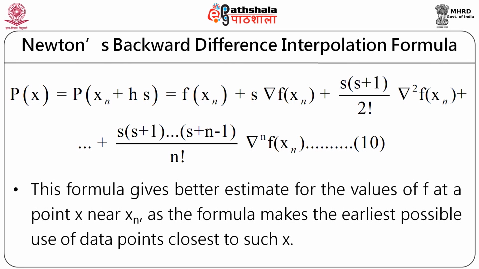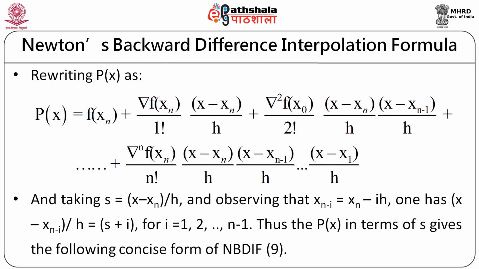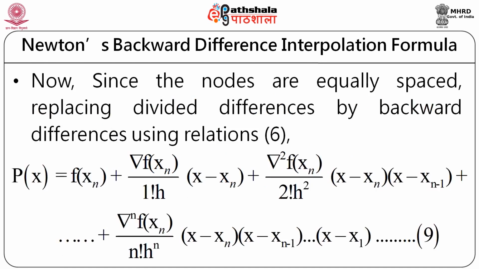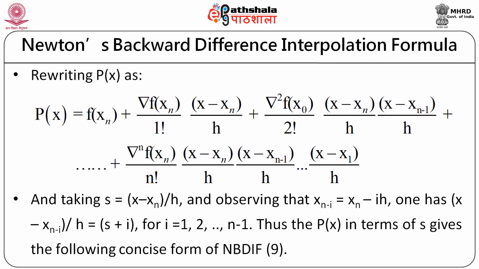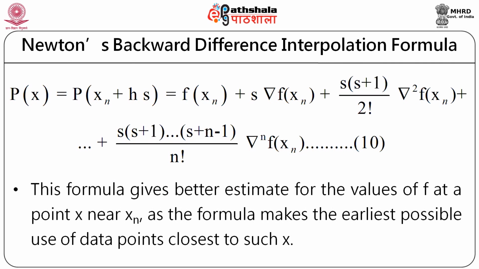So, p(x) will be equal to p(xn plus hs). The reason is we are considering here x minus xn, so xn on this side, so xn plus hs will be x. So, that is what I am getting here. So, p(xn plus hs) is equal to f(xn) plus s del f(xn) plus s(s plus 1) upon 2 factorial del square f(xn), and like that we will be getting. So, this is a simplified version of Newton's backward difference interpolation formula.